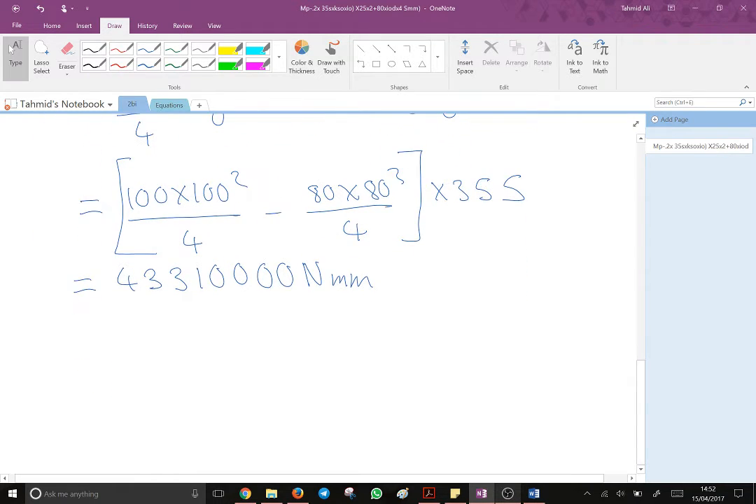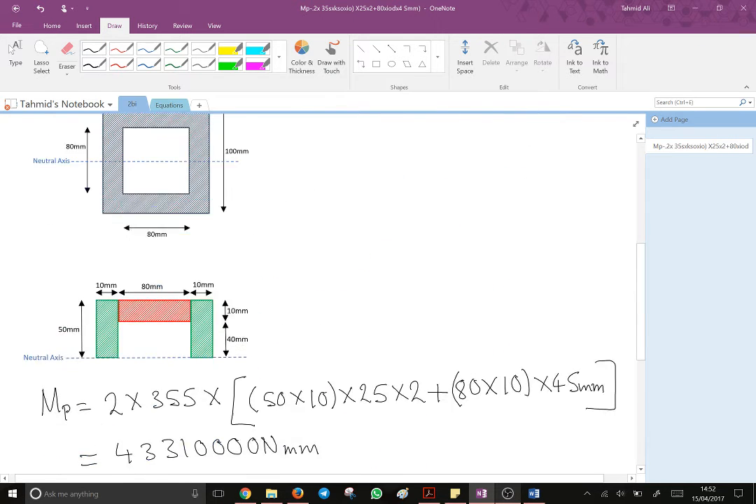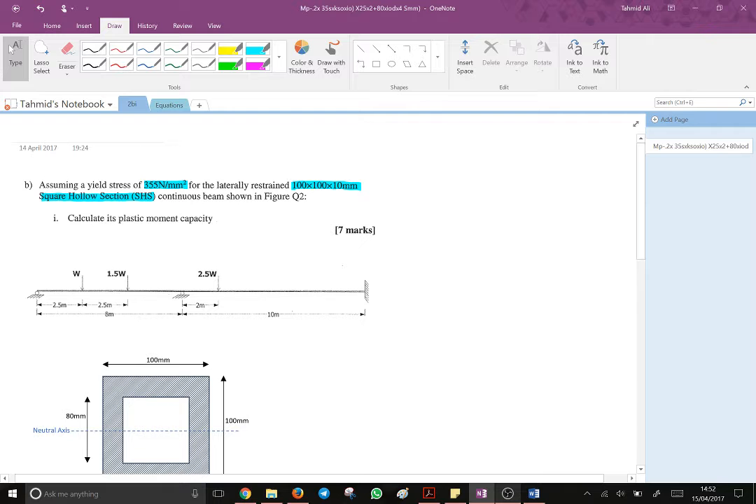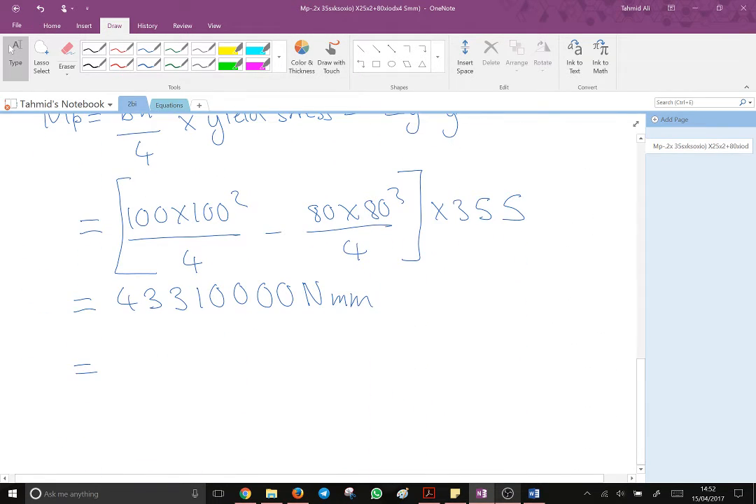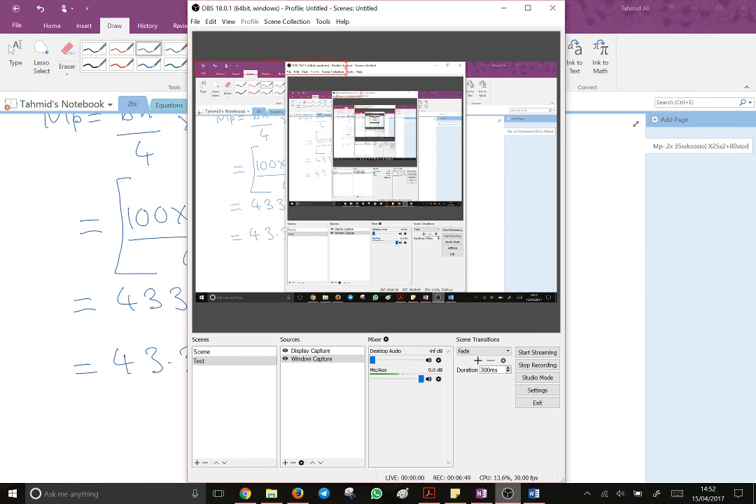It's best to change this into kilonewton meters, because the beam above is in meters, so to make the units match in the later part of the question, we're going to make it kilonewton meters, which makes it equal to 43.31 kilonewton meters. That ends this segment of the video. We'll tackle part II in the next segment.